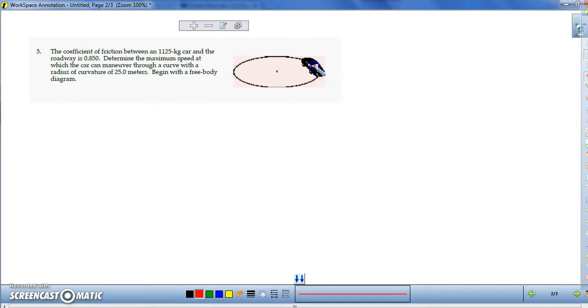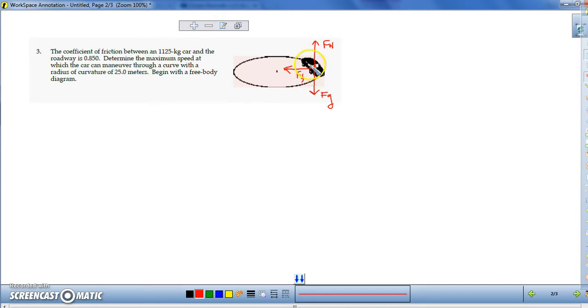So here we go. If we look at this car, this is kind of like a three-dimensional top-down kind of thing. So straight down, as always, we can add gravity acting on the car. And then straight up, pushing from the surface, we can have our normal. Now, in order for this car to even make a curve, there must be something pointing toward the center. That's the definition of circular motion. Force must cause it to go in a circle. And in this case, it's going to be our friction.